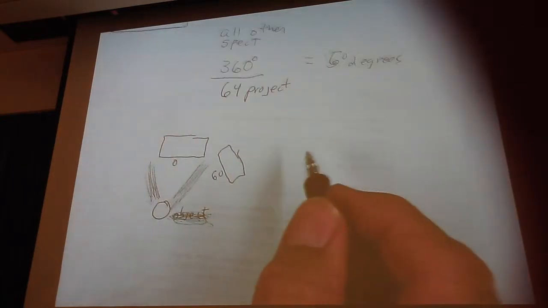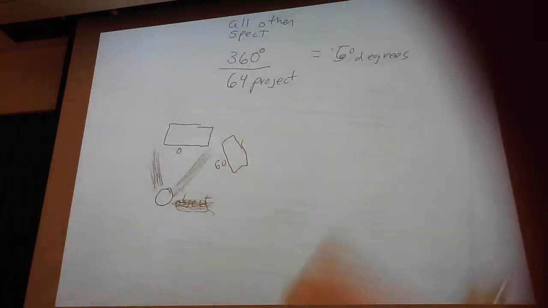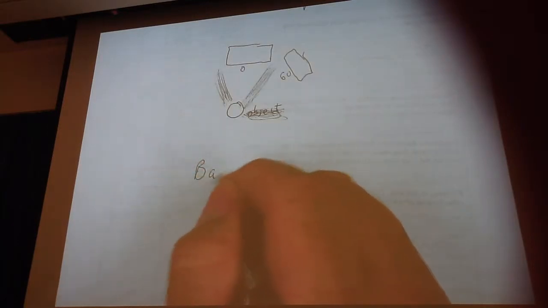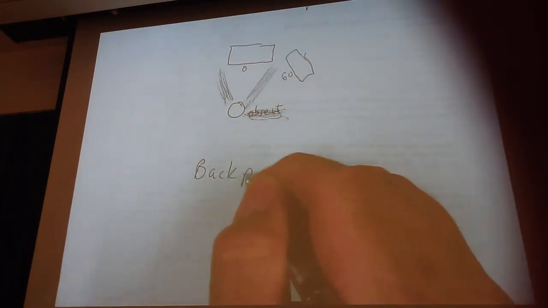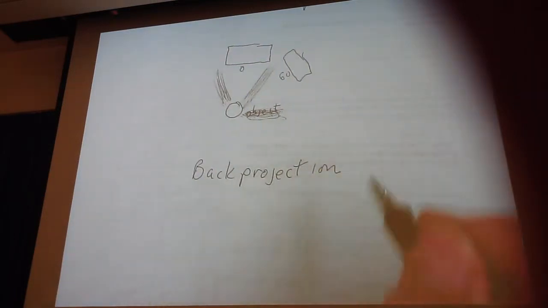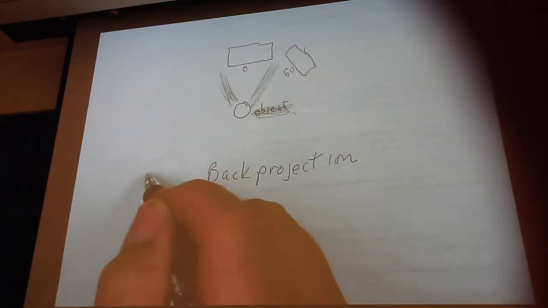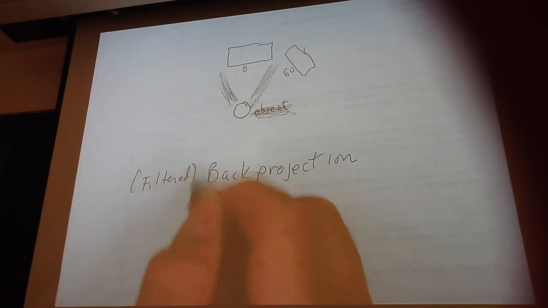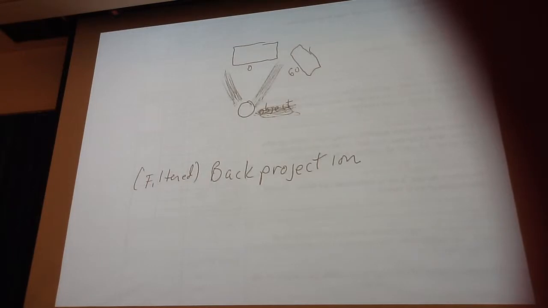But the method that I just mentioned is called back projection. We have back projection and we have filtered back projection. So what's the difference? Which one do we normally use?